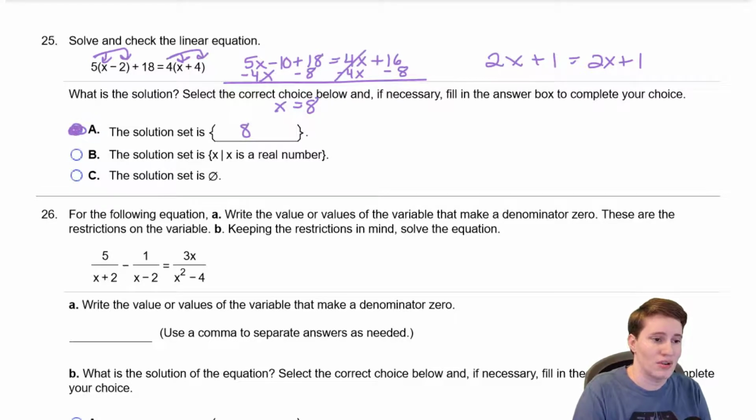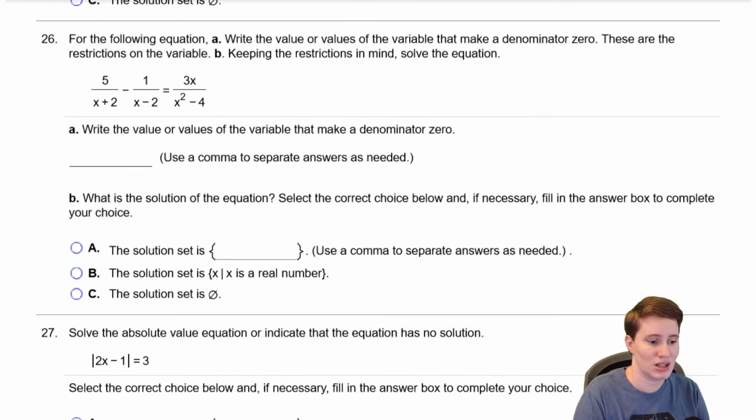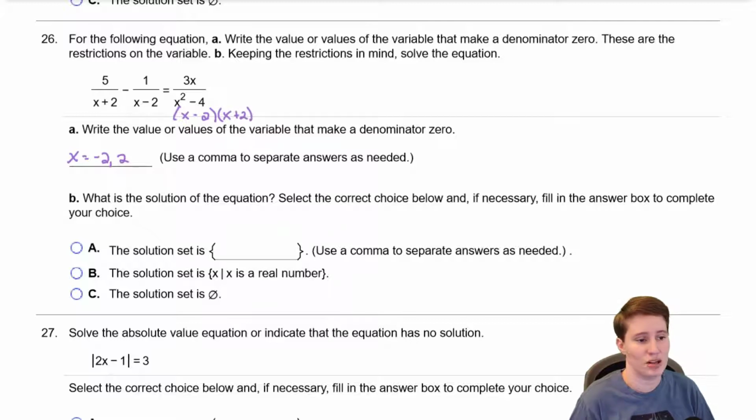So this seems kind of random, because I guess this is just a set of solving equations, because now we've got a rational equation. Right, write the value or values of the variable that make a denominator 0. So it looks to me like we've got -2 for the first denominator and +2 for the second denominator. And actually we have both of those repeated again once we factor the last denominator. So those are the things that we're going to exclude.